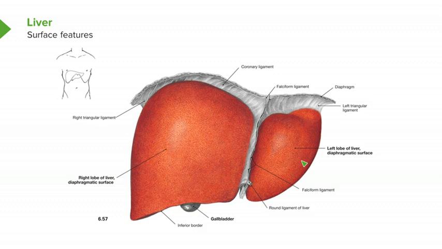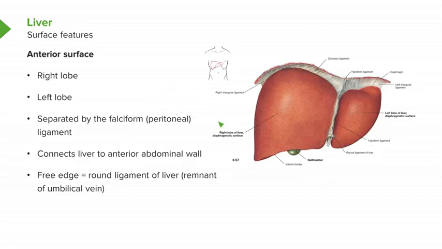So on this anterior view of the liver, we can see the diaphragm up here, and we can see right and left lobes. We can see that these right and left lobes are separated via the falciform ligament. And this is a really important ligament as it connects the liver to the anterior abdominal wall.